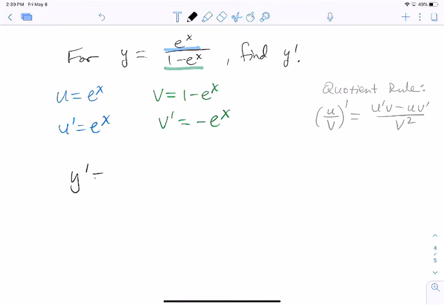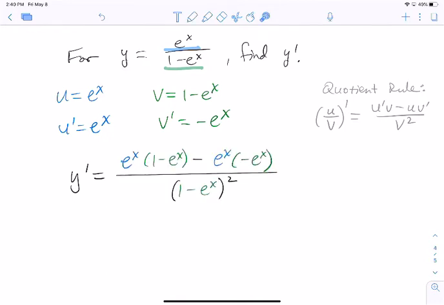Now, y prime, using the quotient rule, u prime v minus u v prime over v squared, is going to be e to the x times the quantity of 1 minus e to the x, minus e to the x times the negative of e to the x, all over the quantity 1 minus e to the x, squared. I recommend generally not expanding out the denominator pretty much anytime.